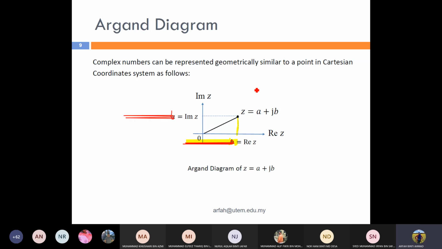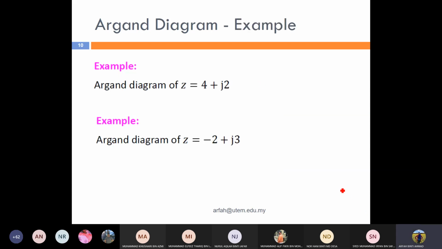So betulkan dekat awak punya slide tu. Gambar. Dia ada silap. Sebab imaginary part is the one on the y-axis. On the x-axis is your real number. So in this case A and B. Okay, betul kan dekat slide awak.